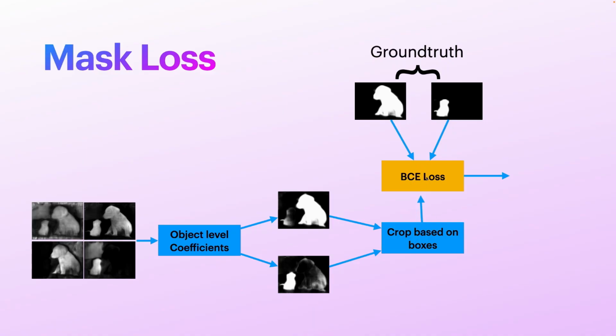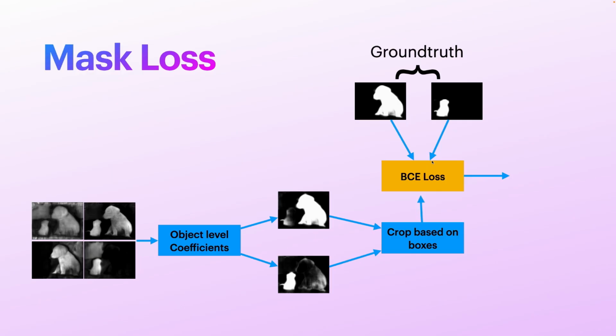And the loss used here is binary cross entropy loss because it's binary. You need not worry about the category here. You just need to predict whether each pixel belongs to foreground or background. That's it, right? So only 2 categories. So binary cross entropy loss is used for mask prediction here. So hope you understood the whole flow for mask prediction in case of YoloV5.